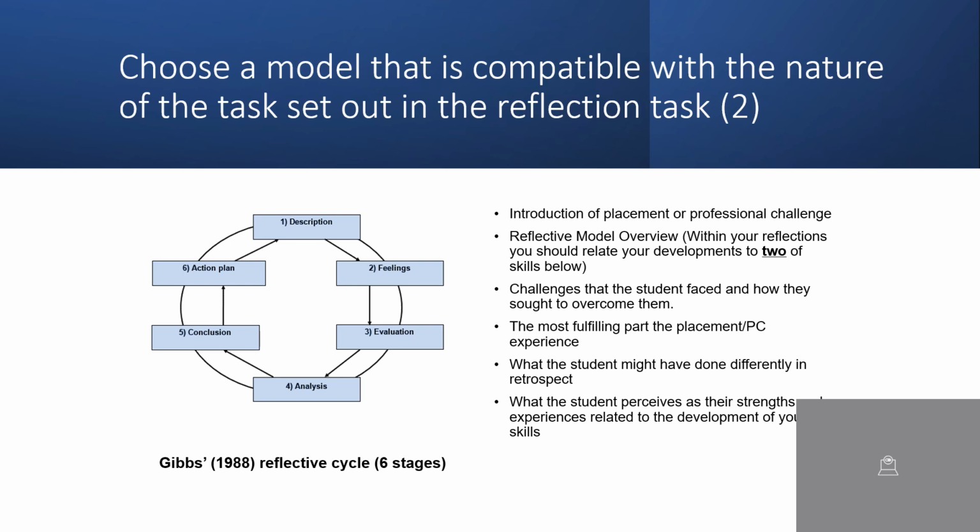Moving on to another reflection model, this is Gibbs' reflection model cycle. Gibbs emphasized that in order for one to correctly reflect, they must refer to 6 stages, and these are as follows: description, feelings, evaluation, analysis, conclusion, and action plan. If you choose to use this model in the assessment, you must again be relating it to at least 2 of these stages.